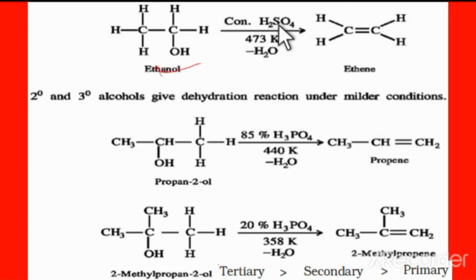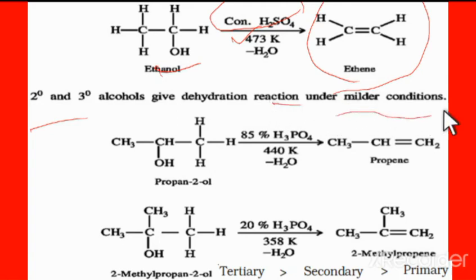When ethanol is treated with concentrated sulfuric acid and heated at 473 Kelvin, we obtain ethene, which has a double bond between the two carbons. Secondary and tertiary alcohols undergo dehydration under milder conditions, so the concentration as well as the temperature can be reduced, and they also give alkenes. When the secondary alcohol propan-2-ol is treated with 85% phosphoric acid at a lower temperature, 440 Kelvin, it gives propene.